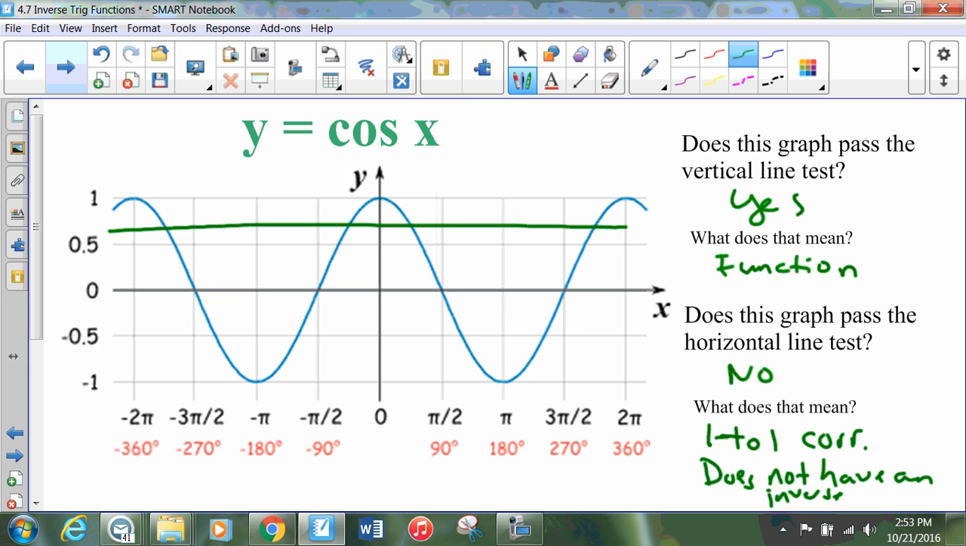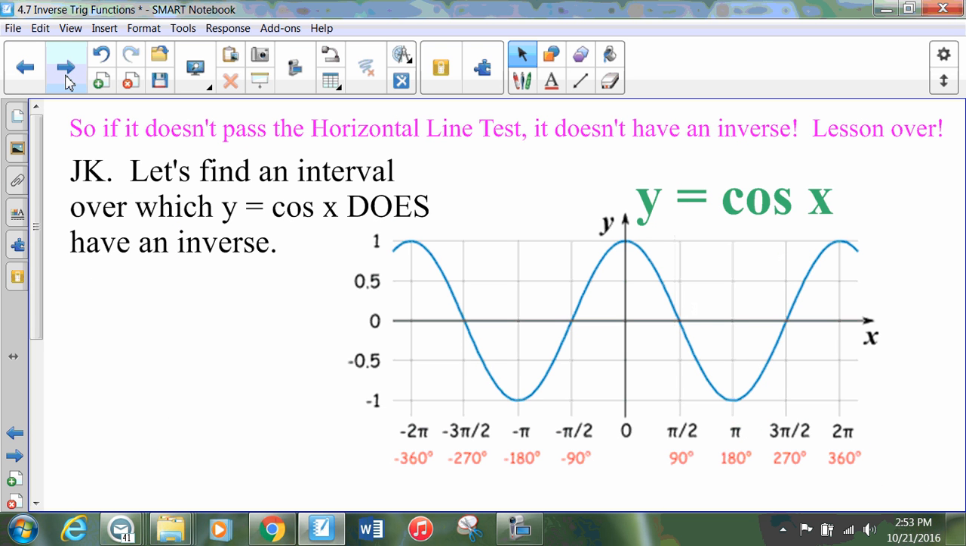I tried to be a little funny, and the next slide was like, okay, great, doesn't have an inverse, lesson is over. JK. Really, we know that there are inverses for cosine and sine and tan because we have our calculators to prove it. We have the inverse buttons on them.